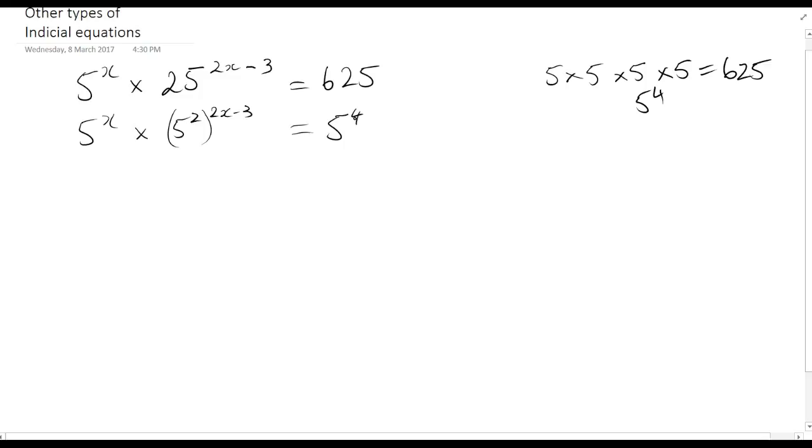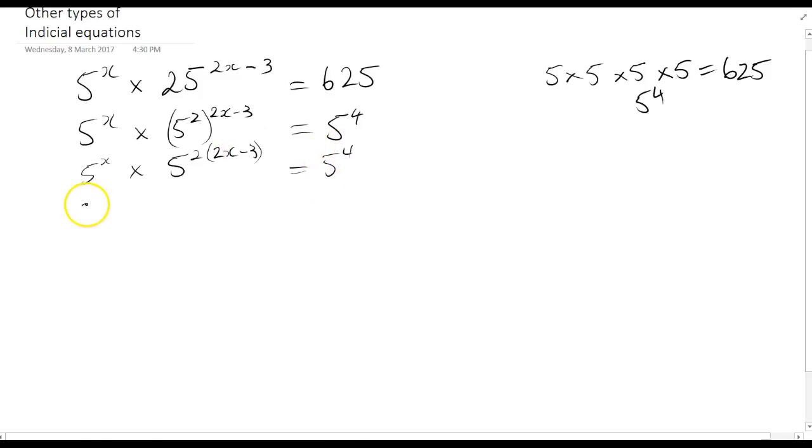Now that everything has the same base, I can go ahead and group things together using my index laws. I know when I multiply things of the same base, I can add, but I also know when I've got an index outside a bracket, I can multiply those two things together. So I'm going to do that first. So 5 to the x times, this will become 5 to the 2 times 2x minus 3. So I'm just multiplying that index with that index. That's one of our index laws. Still equals 5 to the power of 4.